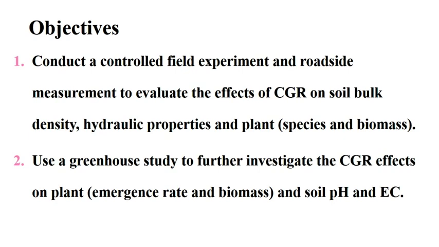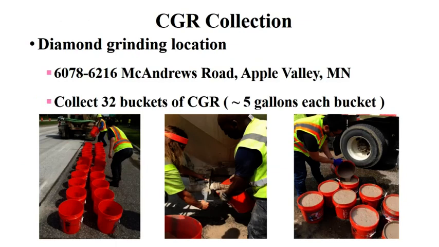And we will have a greenhouse study to investigate more CGR effects on plant properties like seedling emergence rate and biomass, and we will also measure the soil pH and the EC in our greenhouse study. Our CGR was collected from a city called Apple Valley in Minnesota, and we collected 32 buckets of slurry, and the pictures show here. The first one shows the 32 buckets, and the second one shows the workers helping us get the CGR from the collection tank, and this is CGR in the buckets.